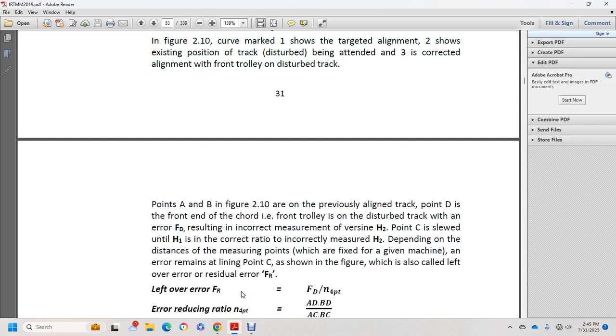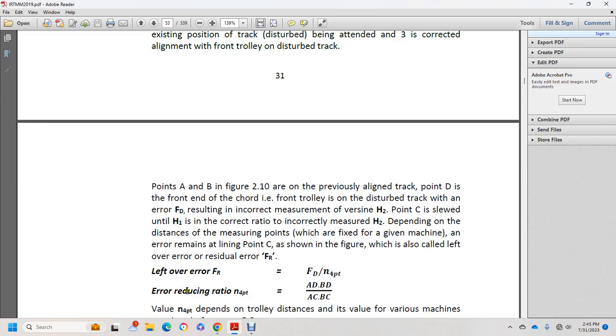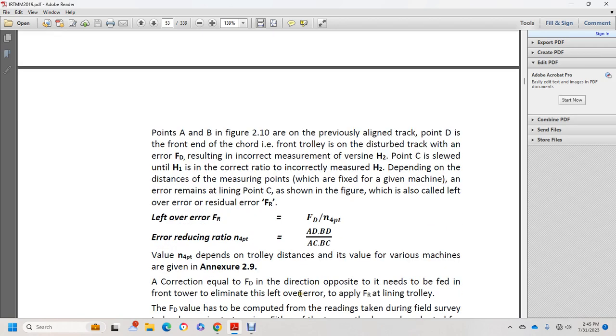Leftover FR is FD over N4, where N4 is the error reducing ratio for the 4 points. N4 for the 4 points AD is equal to AD times BD over AC times BC. The value of N4 depends on the trolley distances of the various machines, as given in annexure 2.9. To correct for the FD, a correction in the opposite direction needs to be fed at the front trolley, eliminating the leftover error with the applied FR lining of the trolley.